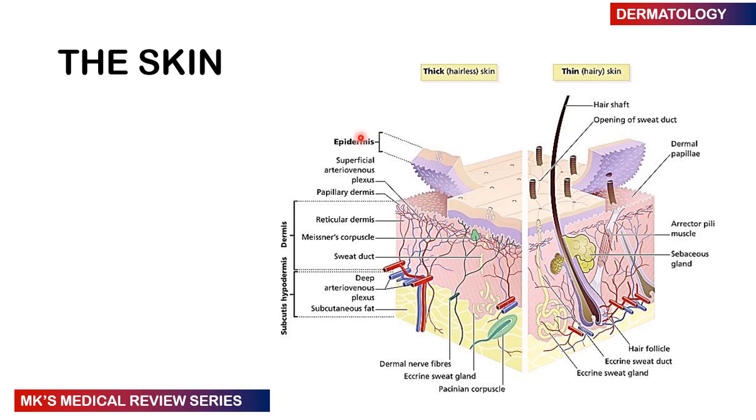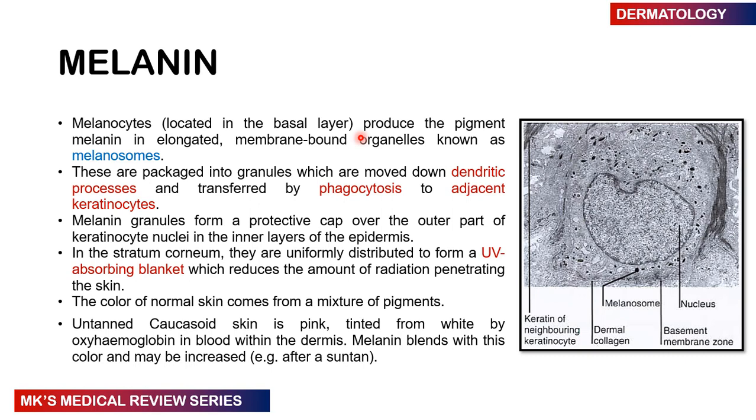Now remember that 90% of the cells that you find in the skin are made up of keratinocytes, which make keratin, which makes your skin waterproof. Then 10% of these cells are melanocytes, and these are responsible for the pigmentation of the skin. These melanocytes are located in the basal layer of the skin, and they produce a pigment known as melanin in elongated membrane-bound organelles, which we call melanosomes.